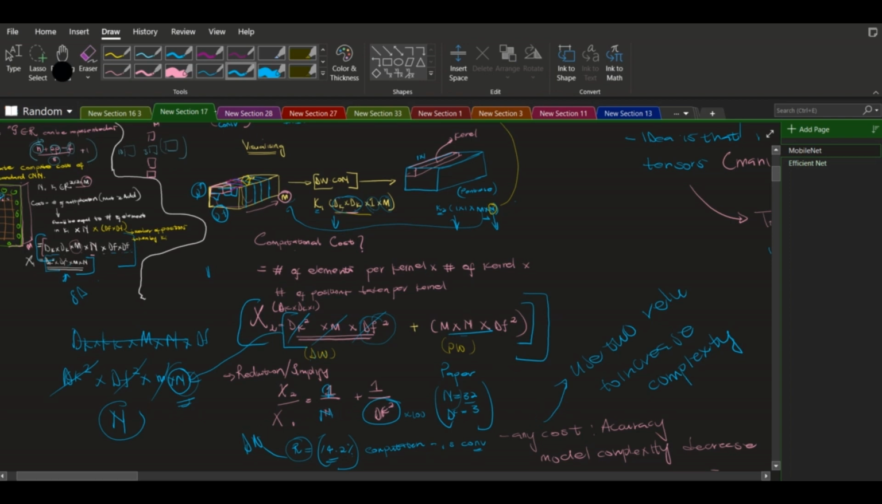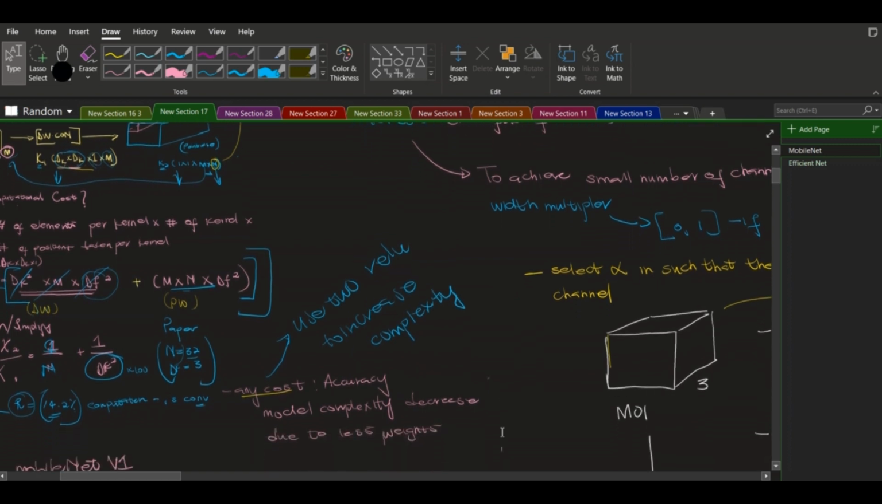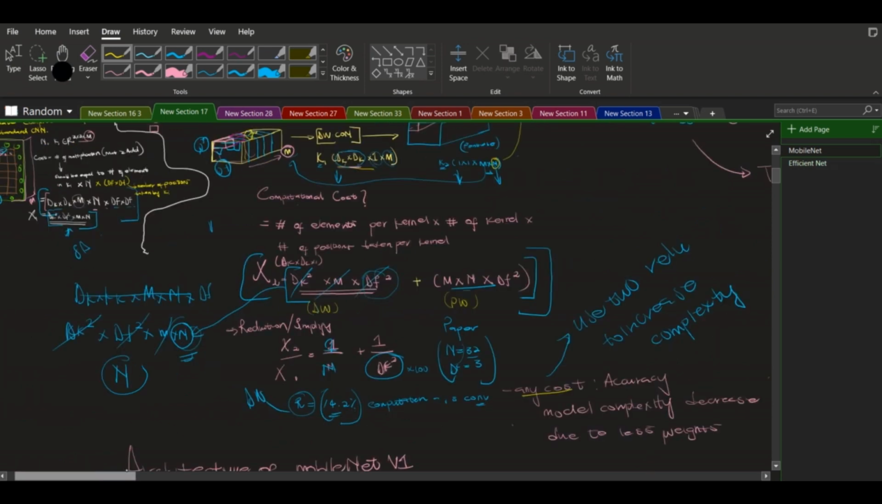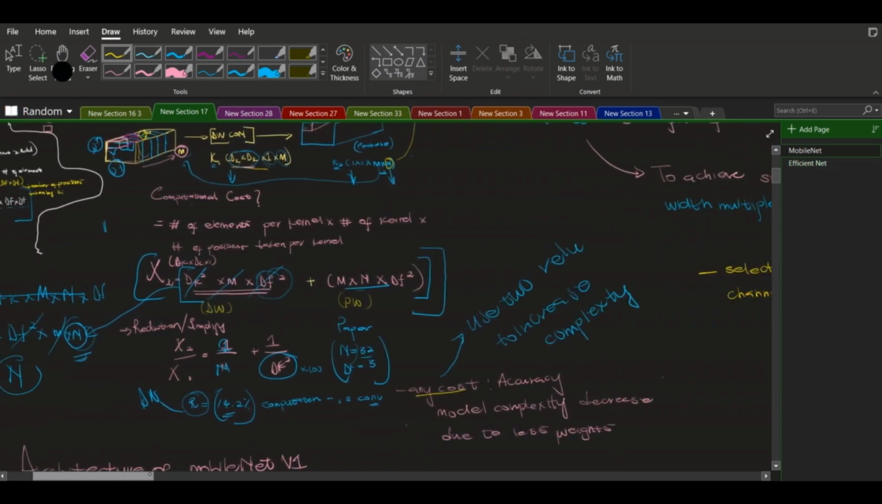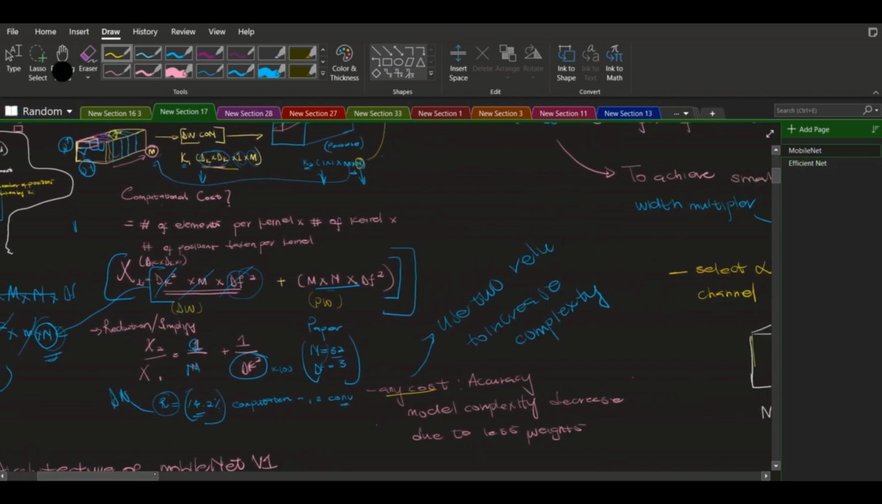But the question that might come to your mind is, is there any cost to this? Yes, there is a cost, because the model complexity decreases. This is due to the number of weights. There are certain weights that we lose. If you do the maths, you realize that we're losing some of the weights with the depthwise convolutions. Therefore, the model complexity is going to decrease.